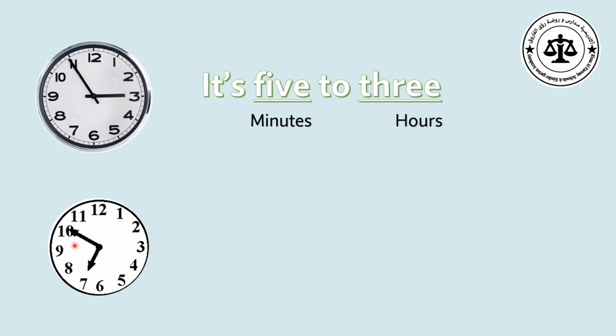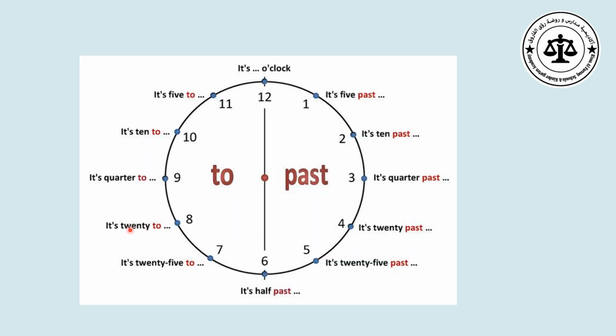The next one, the long hand at 10 and the short at 7. It's 10 to 7. Excellent. 7:10. It's 10 to 7. Okay? Look at this picture, which explains how to read the time or how to tell the time.